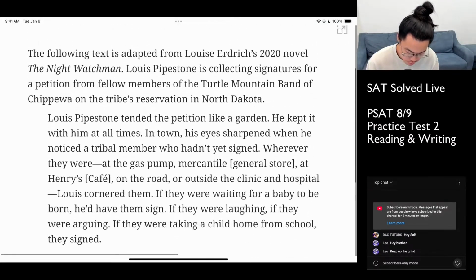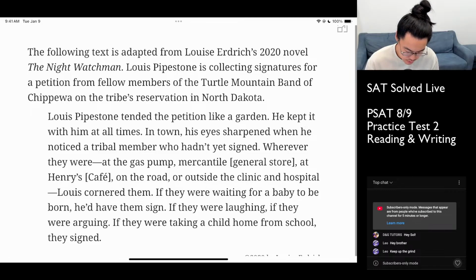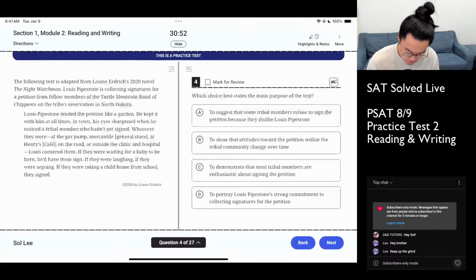Is this not a? Oh, it's not a. It's not a word and context question. So this is, we're already in like main purpose or something. Yeah.